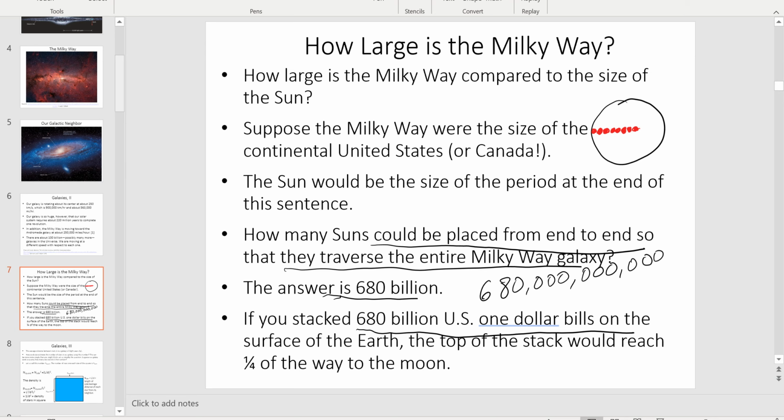How far would they reach? So you're going to start from the grass somewhere, go to a park, or it doesn't matter, the street if you like, and you're going to start stacking $1 bills until you get to 680 billion. If you did that, once again, this is impossible, but the top of the stack would reach a quarter of the way to the Moon. This M should be capitalized, sorry, the Moon, meaning Earth's moon. This is how large 680 billion is. And that's how many suns you would have to place end to end to traverse the entire galaxy.